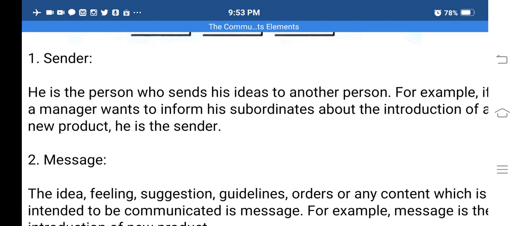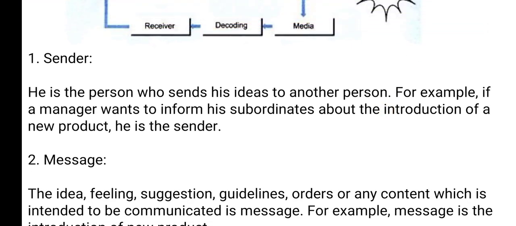I am now going to discuss the elements of the communication process in detail. I had already said that there are 7 elements in the communication process, and along with that there is another component that can also be considered an element of the communication process, which is noise. I am going to discuss all these elements in detail.